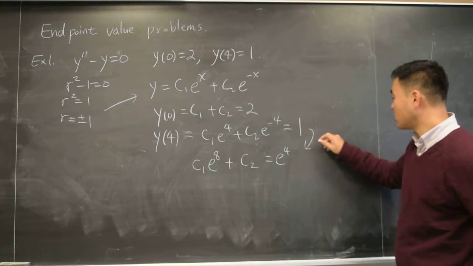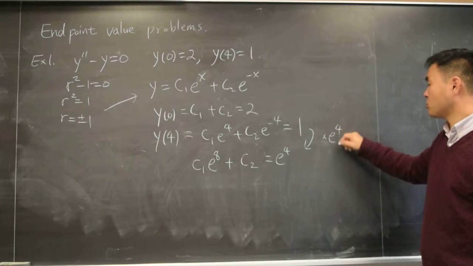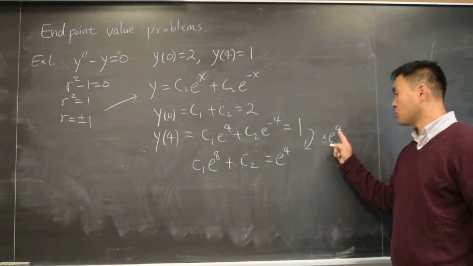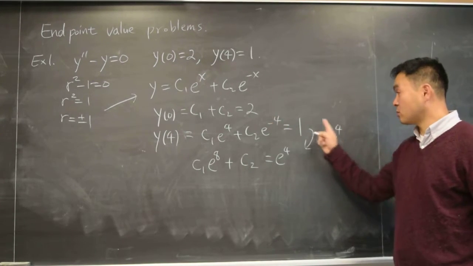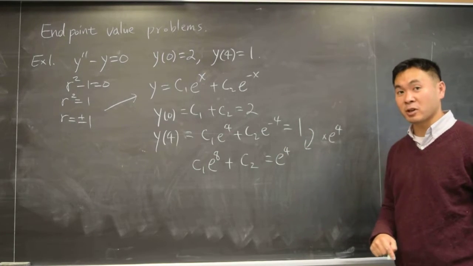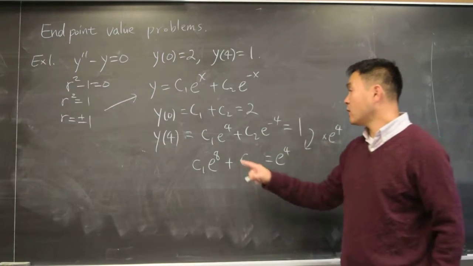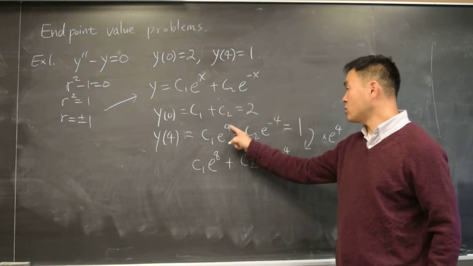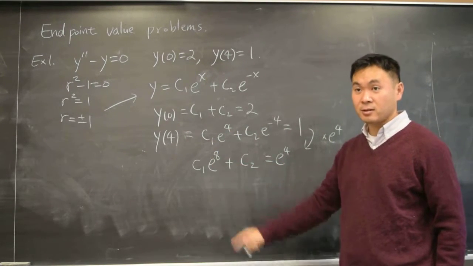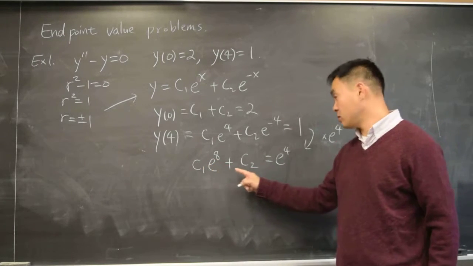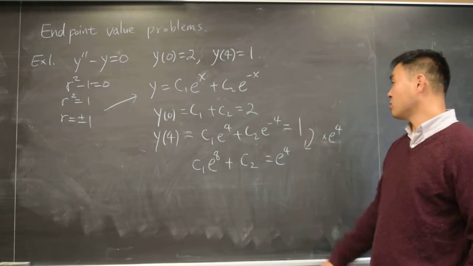So from here to there, I'm multiplying e to the 4 on both sides. So 1 times e to the 4 is e to the 4. Because this is 1 over e to the 4, when you multiply by e to the 4, they cancel, so that's why you only get C2 by itself. And then e to the 4 times e to the 4 is e to what? 8. Right? So you get C1 e to the 8 plus C2 equals e to the 4.